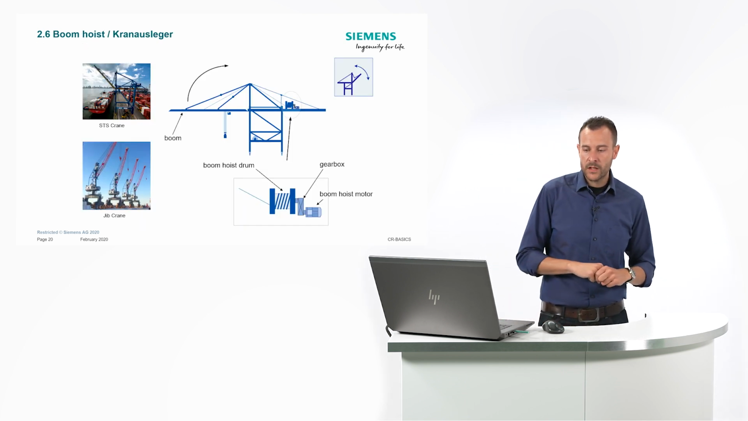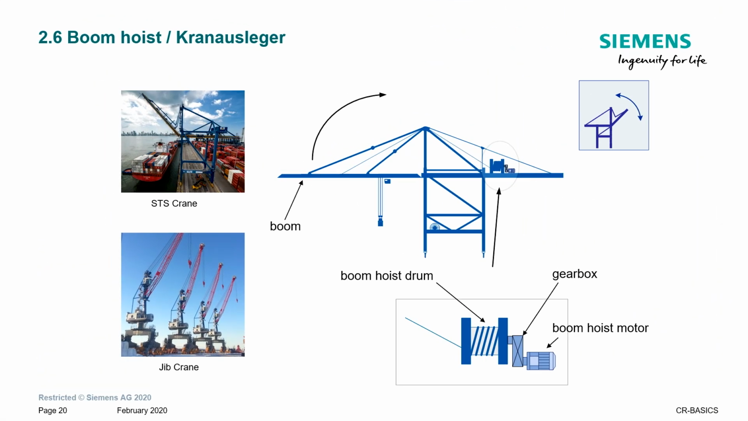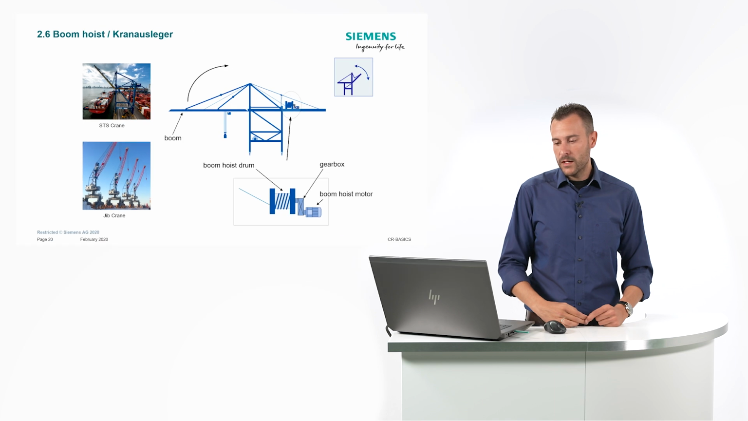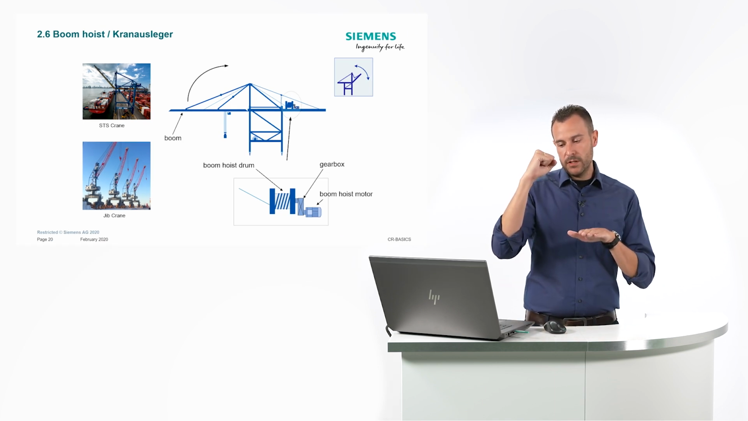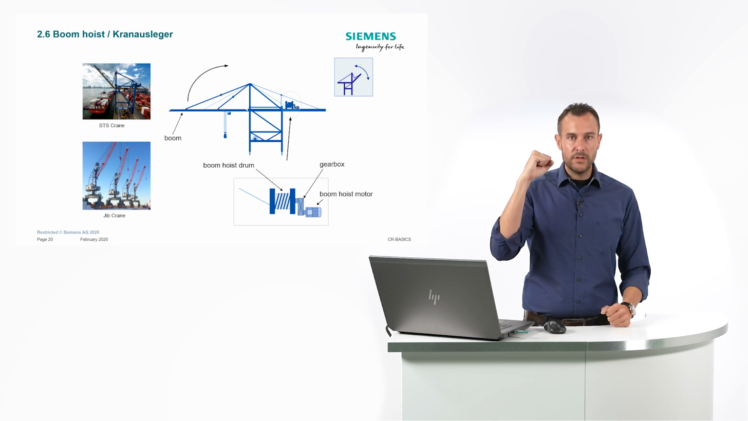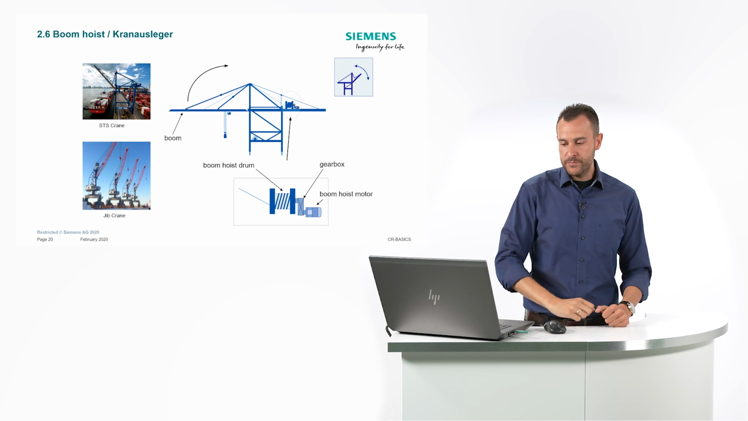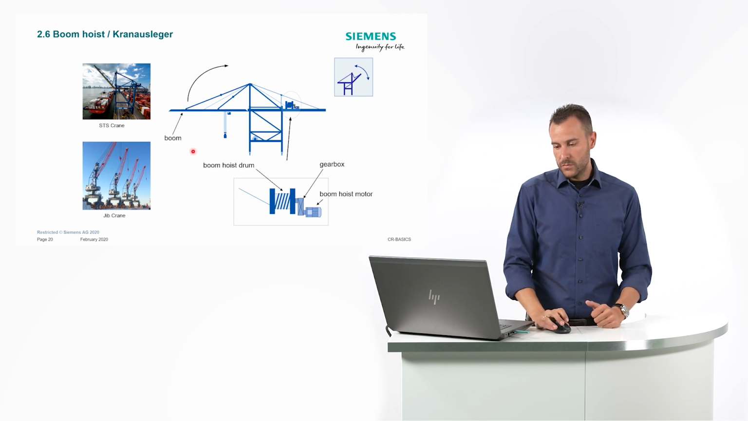Boom hoist. Typically for STS cranes and chip cranes, you have to have a system what moves your boom up and down. For which reason? If ship arrives in the harbor, you have to move the boom up. The ship comes to the quay, is landing, and then if you want to unload the ship, you have to lower again the boom. The same system also works for chip cranes for other purposes.